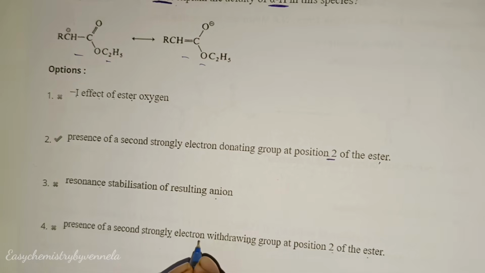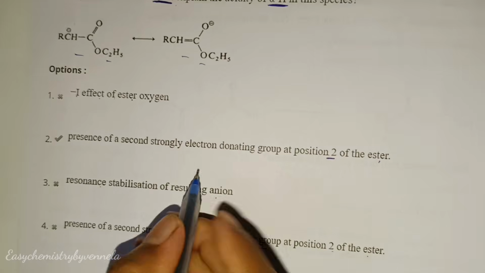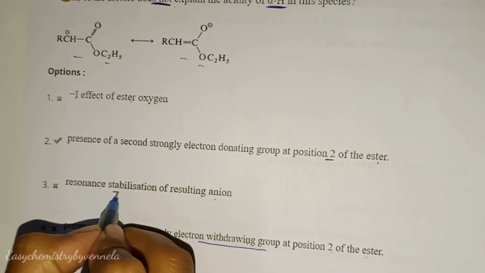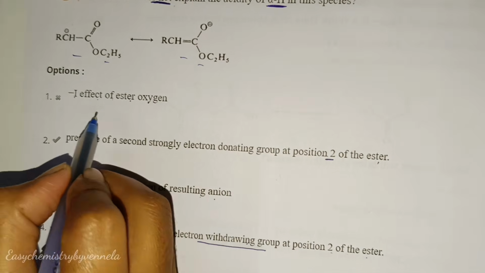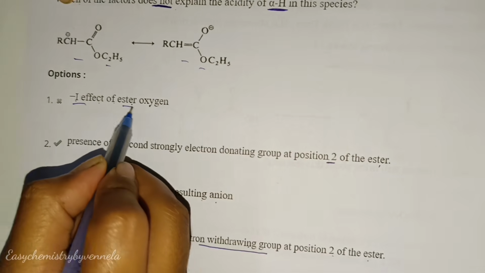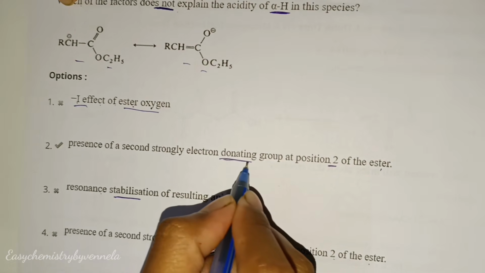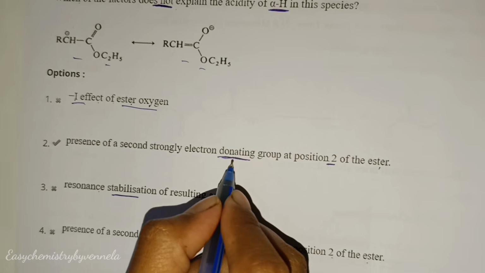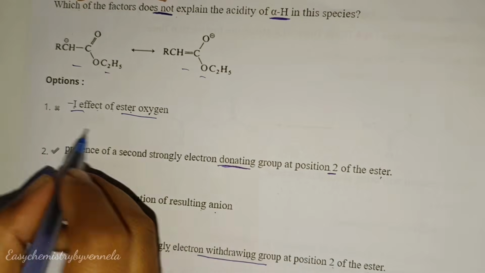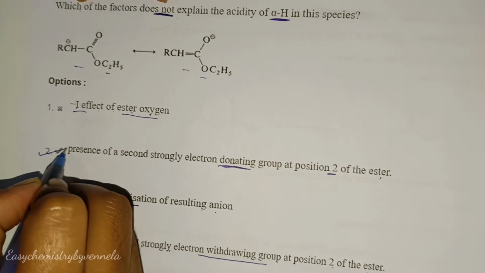Yes, this is the electron withdrawing group. And also here resonance stabilization also present. Here they given the minus I effect of the ester oxygen, but here they given the donating. So here our question is does not explain. So correct option is second one.